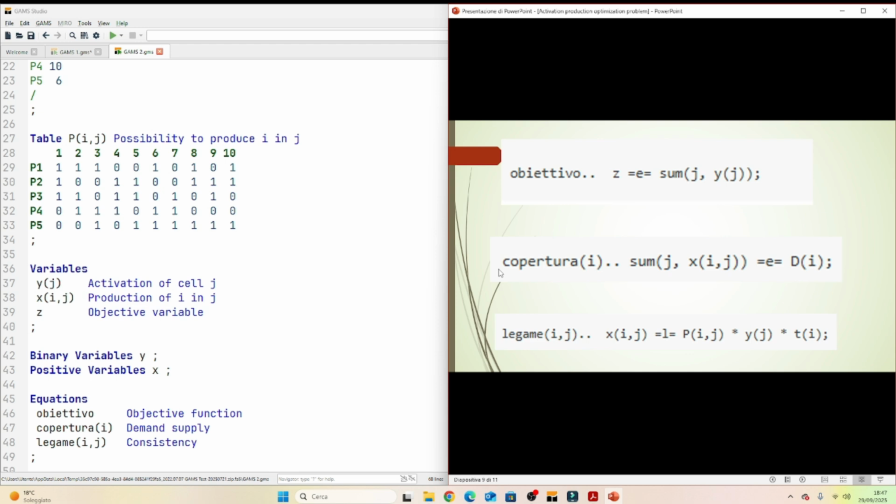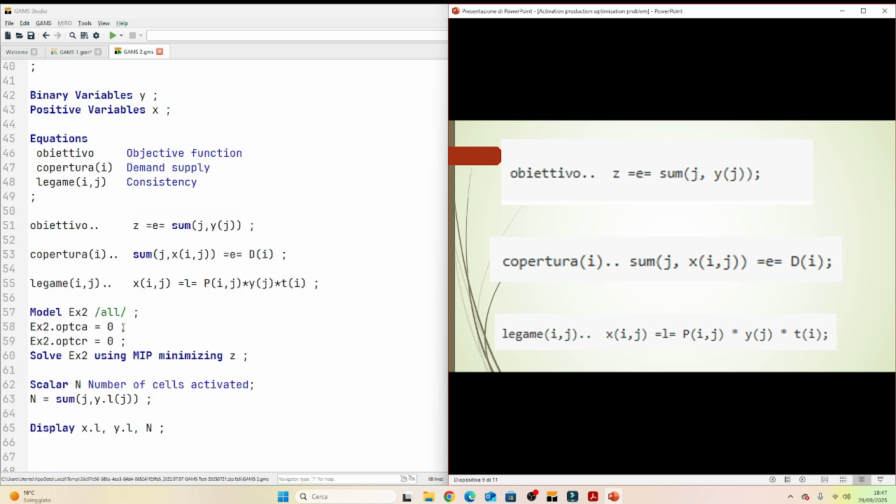About equations, we have different equations, and the first one is the objective. Our objective is to minimize the number of active cells. That means we want to satisfy all demand, but with the smallest possible number of open cells. As constraints, the first is demand coverage, and the second is cell feasibility. As we can see right here, the first set of constraints ensures that demand is met.